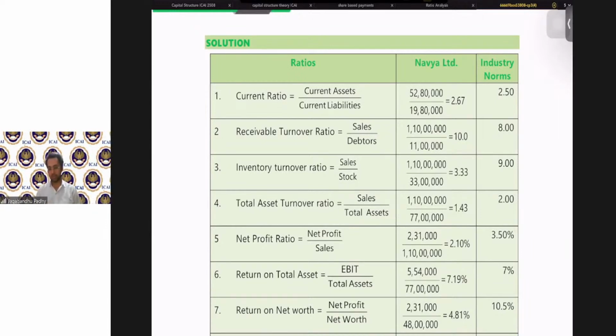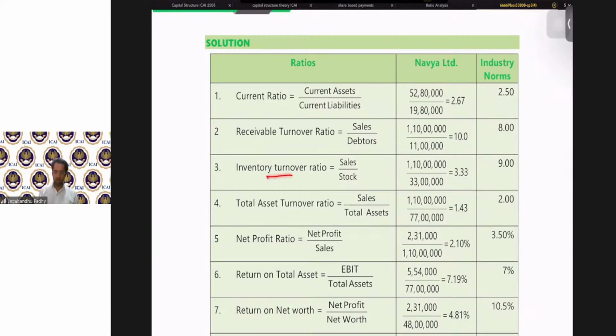Is it good for us? Yes, as compared to industry, we are doing good because in the industry, the other players are selling 8 times to their customers, whereas we are selling 10 times to our customers. So we are good in receivable turnover also.